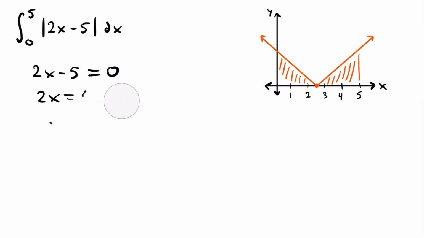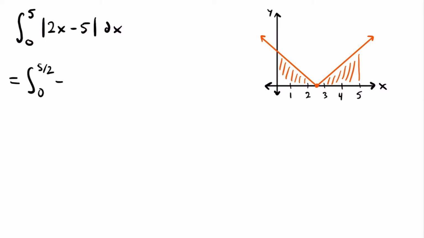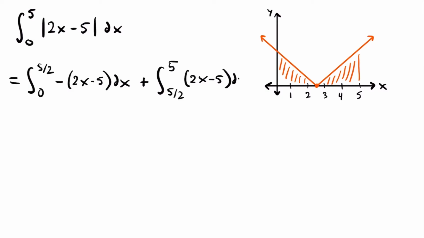And so we will have that this definite integral is equal to the integral from 0 to 5 halves of negative 2x minus 5 times dx, plus the integral from 5 halves to 5 of positive 2x minus 5 times dx. If we distribute this negative through this quantity, we will have negative 2x and positive 5. If we rewrite that, we will have negative 2x plus 5, and that will be multiplied by dx.